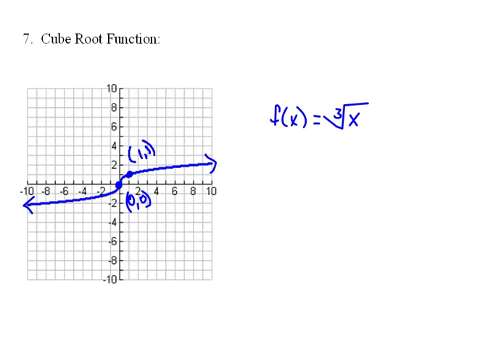We could always go backwards also. -1, -1. That's a nice point on there. Or 8, 2 is a nice point on here. Because whatever the x value is, we take the cube root of that to find the y value. So the cube root of 8 would give us a 2 for y.